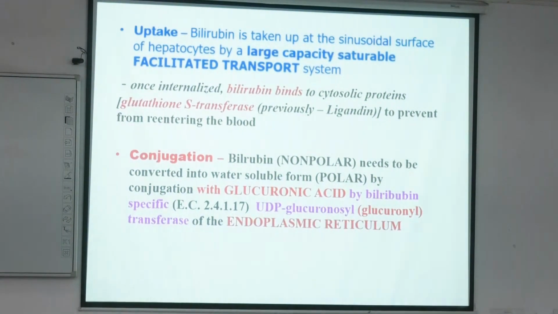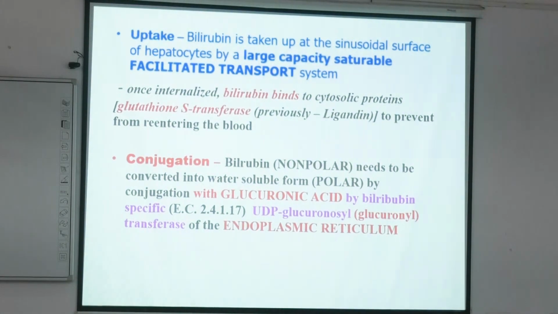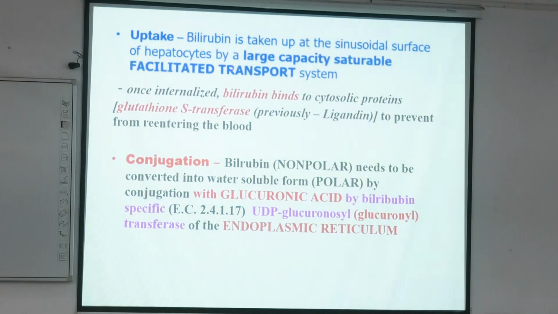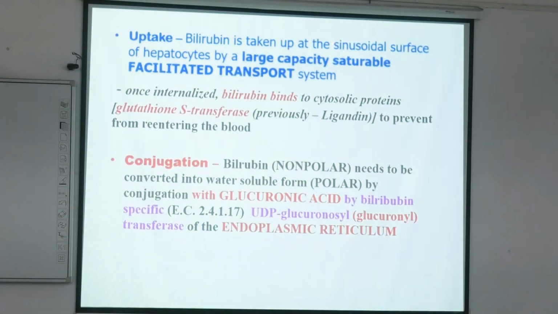So, uptake. In the hepatocyte, if you see that histopathological structure, there is a sinusoidal surface where the blood will flow. There is a large capacity, saturable, facilitated transport system, and it will be taken up by that. Now, just like glucose, once it is internalized, it is converted to glucose 6-phosphate so that it cannot come out. The same mechanism is here. Once bilirubin is internalized, it binds to a cytosolic protein, glutathione S-transferase, earlier called ligandin when we were students, to prevent it from re-entering the blood. So it will not be allowed to come back into the circulation.